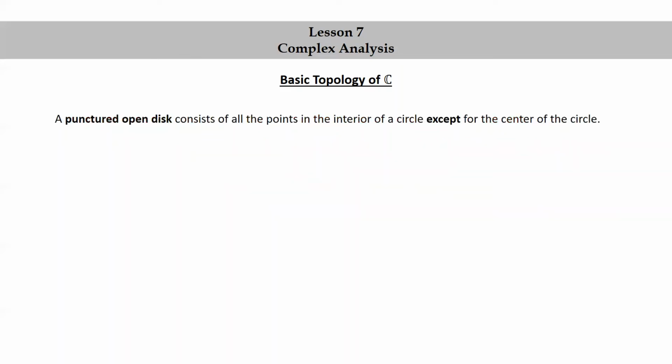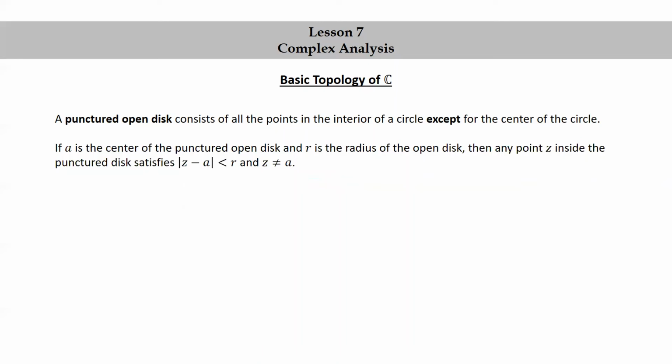A punctured open disk consists of all the points in the interior of a circle except for the center of the circle. If A is the center of the punctured open disk and R is the radius of the open disk, then any point Z inside the punctured disk satisfies the absolute value of Z minus A is less than R, and Z is not equal to A.